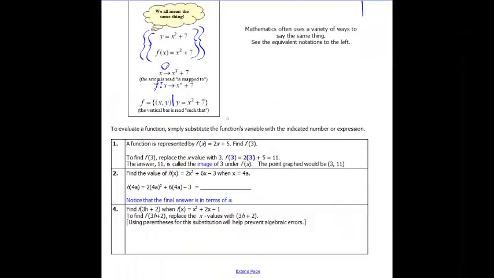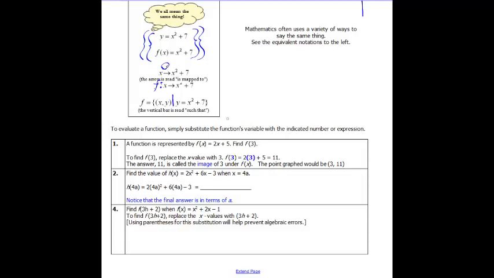To work with function notation, we're just going to substitute in. It's actually pretty basic, but sometimes students get a little confused by the notation that's used. So if we represent a function in number 1 by f of x equals 2x plus 5, we want to find f of 3. We want to see what happens when x equals 3. We'll replace the x value with a 3, and we'll get 2 times 3 plus 5, which is 11. Now this answer 11 is the image of 3 under f of x.